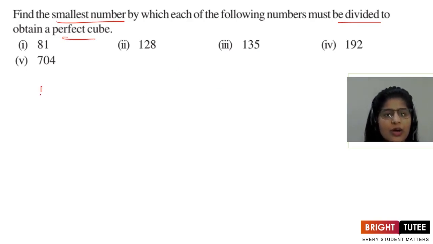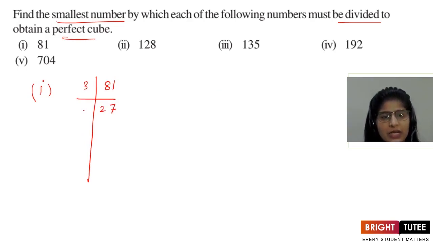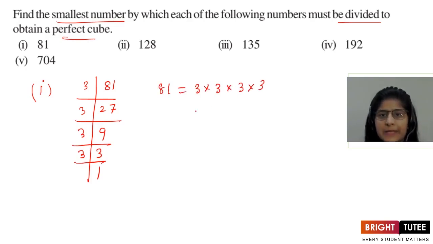Okay, just see how. In the first one we have 81. So questions are really simpler. Just to see, 3 2s are 6, 3 7s are 21, 3 9s are 27, then 3 3s are 9 and 3 1s are 3, right? So 81 can be written as 3 times 3 times 3 times 3. Clear? Now there is only one triplet made. Okay, now we should think of what is the number that we should divide both the sides with so that it becomes a perfect cube. So what do we have in extra? We have this 3 as extra. So we will divide both the sides with 3.